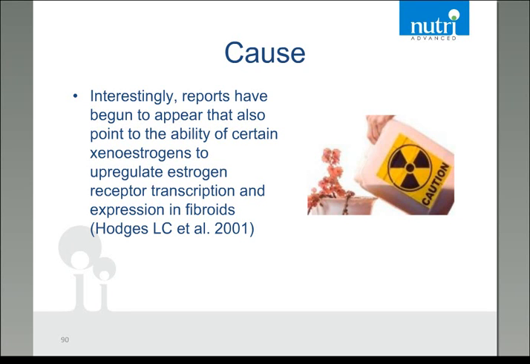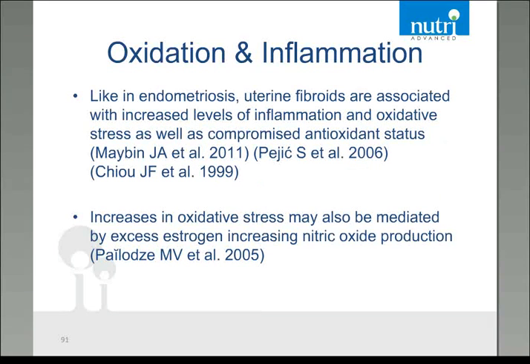Interesting reports have begun to appear that also point to the ability of certain xenoestrogens to upregulate estrogen receptor transcription and expression in fibroids. Like in endometriosis, uterine fibroids are associated with increased levels of inflammation and oxidative stress, as well as compromised antioxidant status. Increases in oxidative stress may also be mediated by excess estrogen increasing nitric oxide production.